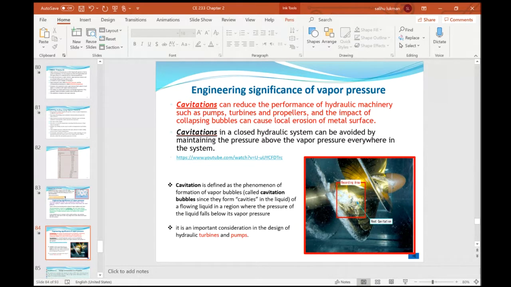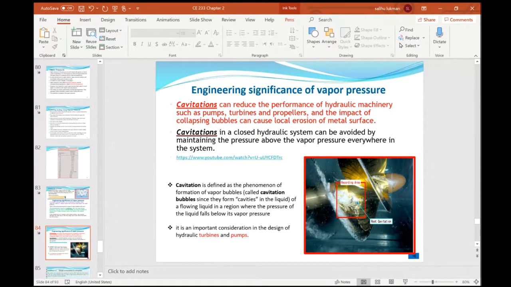This is a case in which you have a ship propeller, in which you have an area of local erosion. The metal surface has been eaten away because of cavitation.